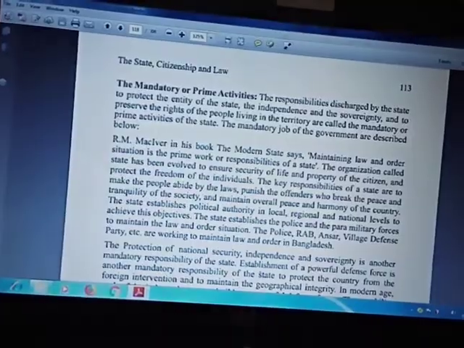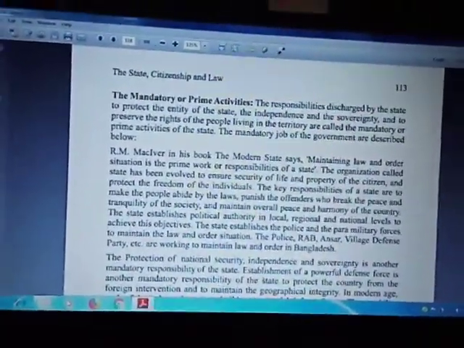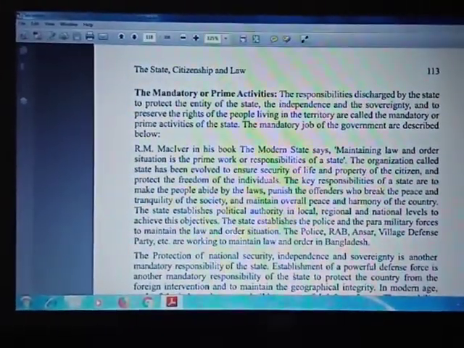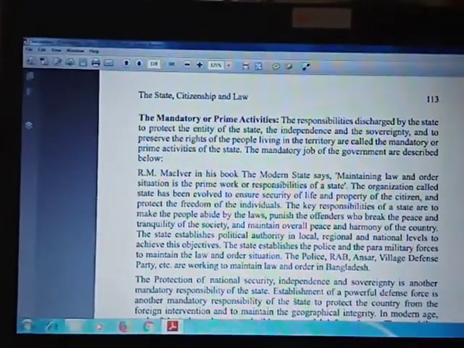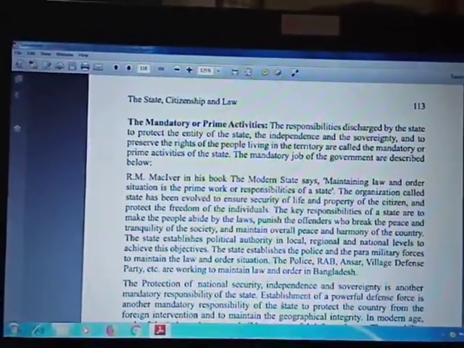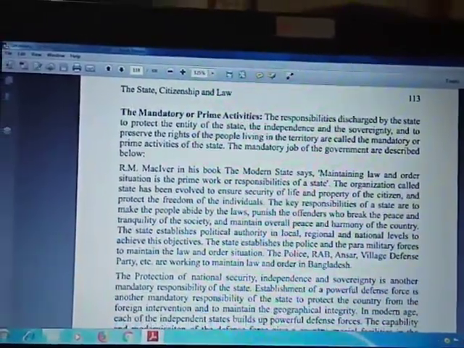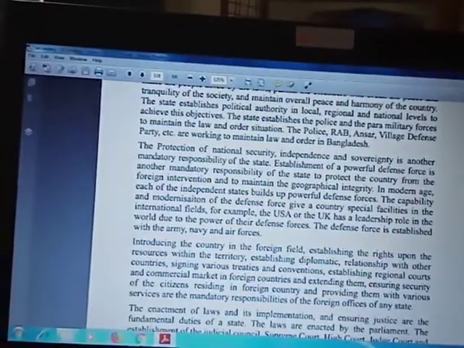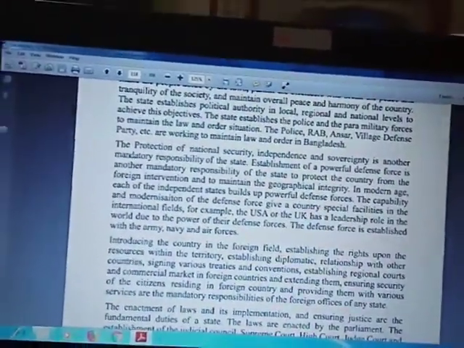The state establishes political authority at local, regional and national levels to achieve this objective. The state establishes the police and paramilitary forces to maintain law and order. The police, RAB, Ansar and Village Defense Party are working to maintain law and order in Bangladesh. The protection of national security, independence and sovereignty is another mandatory responsibility of the state.